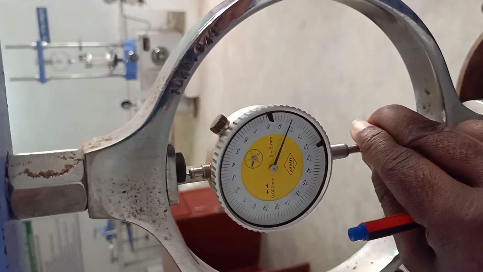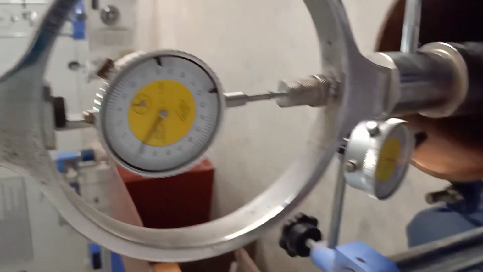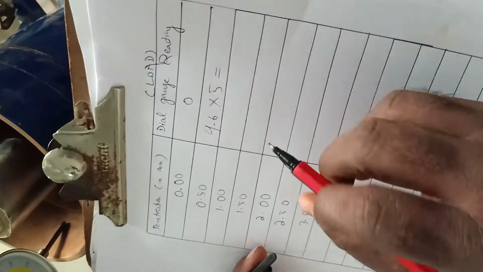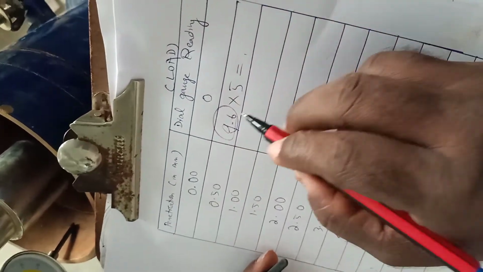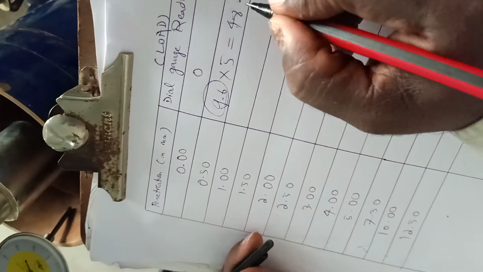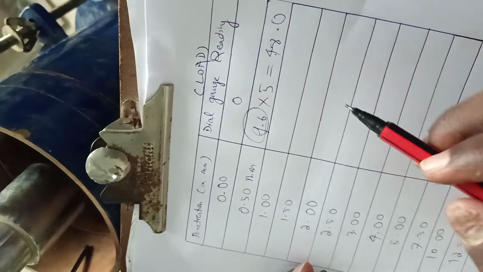It is coming at 9.6. What will we write as the reading? The reading will be 9.6 into 5. Each unit should be multiplied by 5 to get the dial gauge reading. So this becomes 48.0. The dial gauge reading at 0.5 millimeter penetration is 48.0.